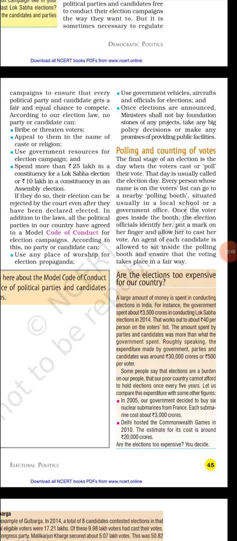When the election day is declared, that day is called election day. Once the voter goes inside the booth, the election officials identify her, put a mark on her finger, and allow her to cast her vote. For example, I'm going to give my vote.